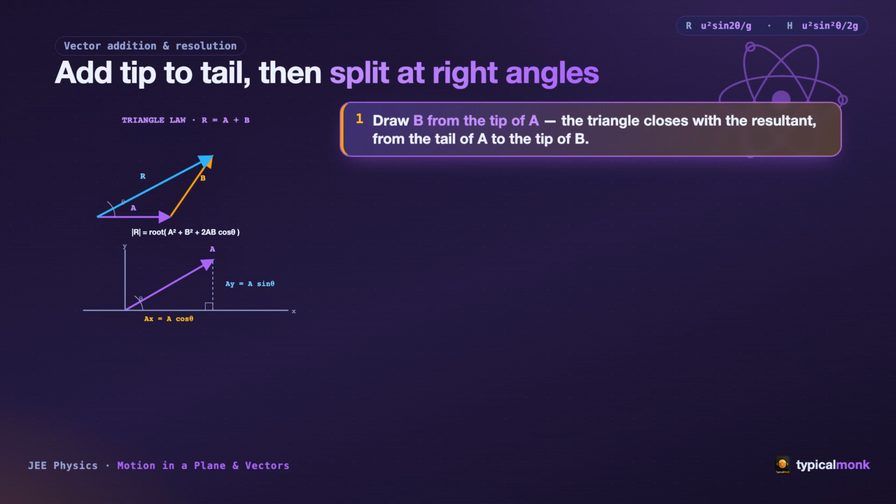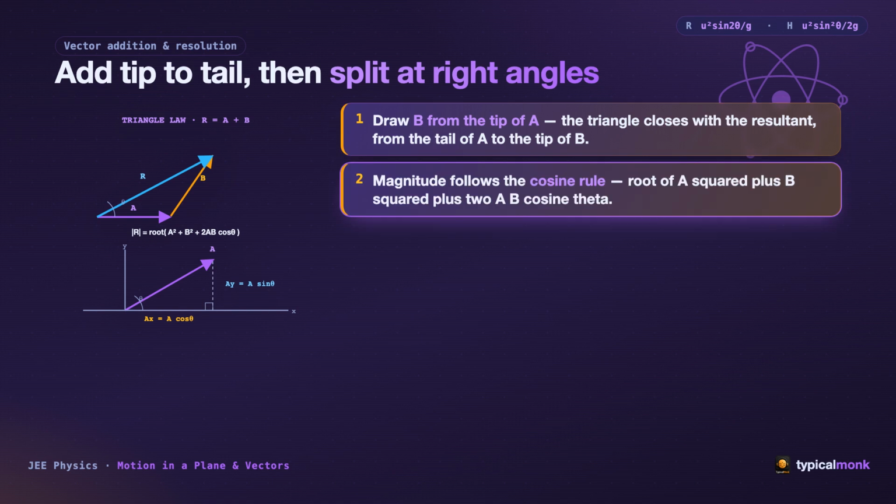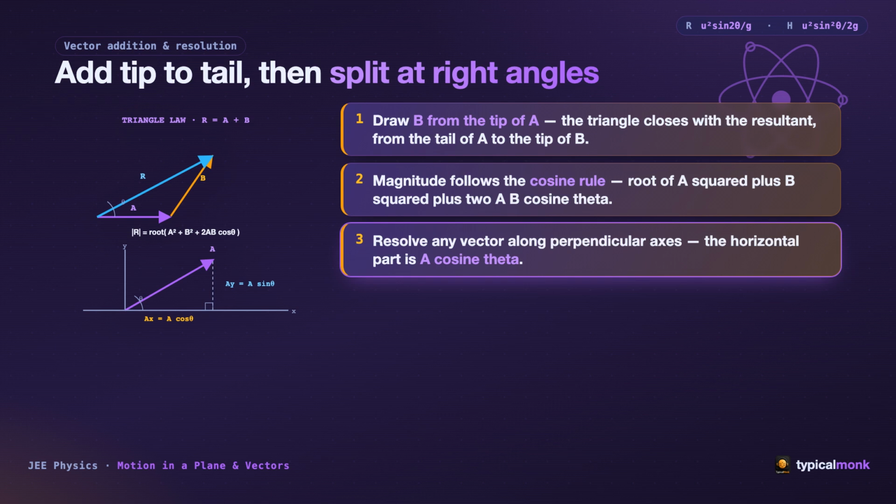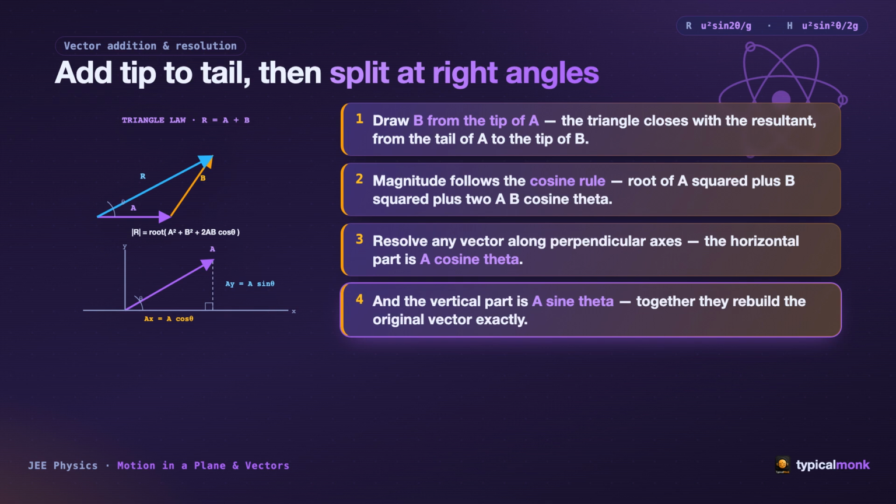Look at this diagram carefully. It holds 2 ideas at once. On top, the triangle law in action, vector A, then vector B, drawn from its tip, and the resultant closing the triangle. Its magnitude comes from the cosine rule. The square root of a squared plus b squared plus 2 times a times b times cosine of the angle between them. Below, the same vector is resolved along 2 perpendicular axes. The horizontal part is a times cosine theta, and the vertical part is a times sine theta. David used to draw every vector problem freehand and guess the angles. The day he learned to resolve onto perpendicular axes first, his answers stopped needing guesswork.